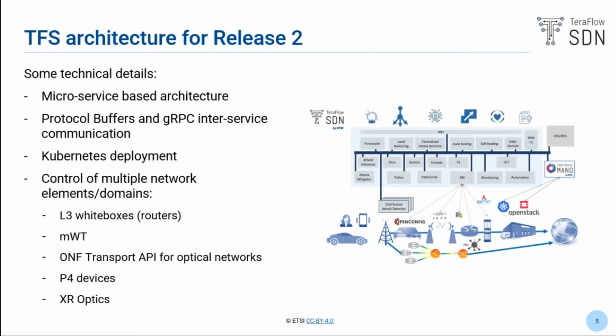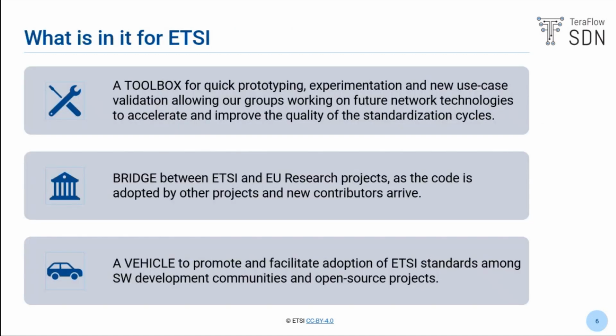I will not detail the architecture. I think that you almost know how it works, but just in case, some technical details. We have a microservice-based architecture. We are using protocol buffers between the different microservices. We have a Kubernetes deployment, and we are focusing on the control of multiple network elements and domains, which are the ones listed in here. I will not go into details. You have a lot of talks for this architecture description with more detail.